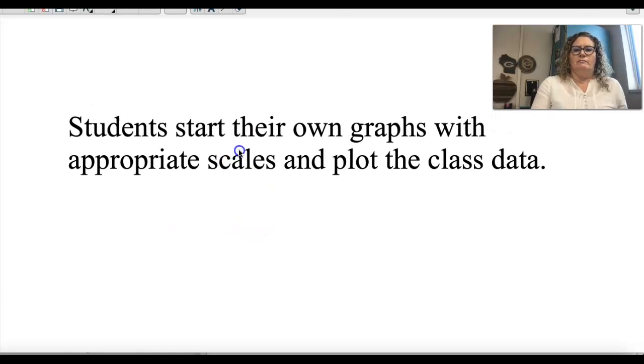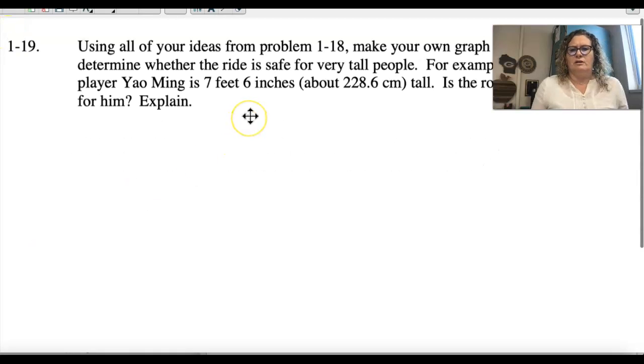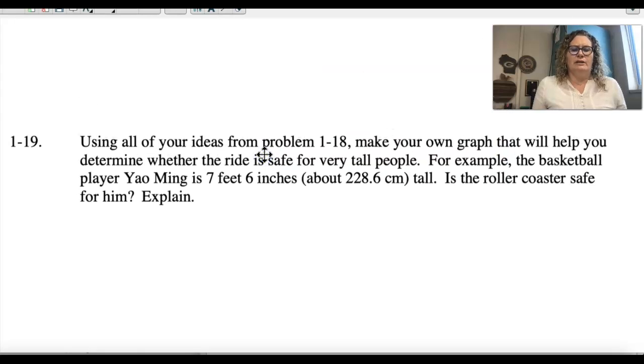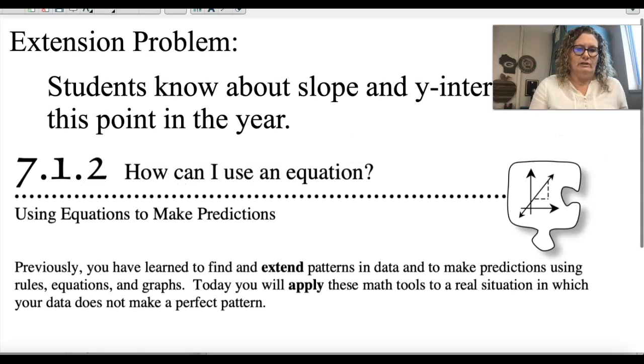Students then make their own graphs, choose appropriate scales, and plot the class data. We then further that: how will we know if the ride is really safe? We come up with that idea of the trend line, and we look at that maximum height being 200. And then we maybe add an extra piece of data in there. Yao Ming, most of the kids actually didn't know who he was, but he's very tall, and we plotted him on that data. I also talked about a couple of the other taller people in the world, Robert Wadlow and a gentleman here from Minnesota that recently died.